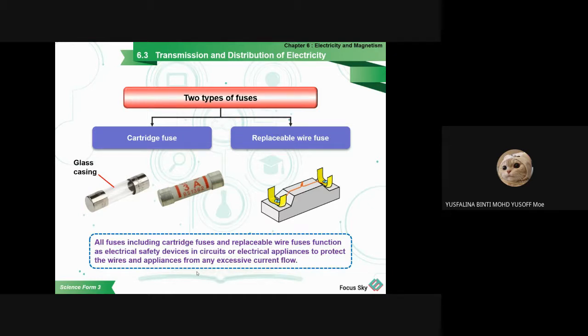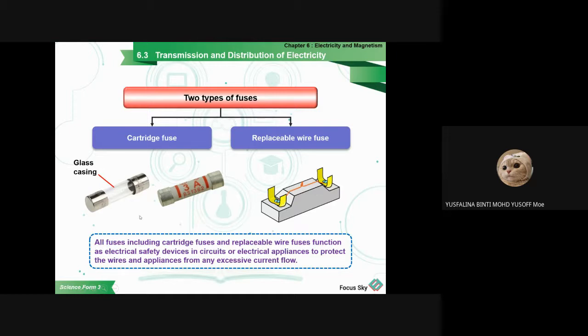But the replaceable wire fuse does not have a casing. Every time the wire of the fuse melts because of excessive current flowing through it, you can just replace the wire. Just open the screw here, put in the new wire, and screw it again. But for the cartridge fuse, if the wire has already melted, you have to replace it with a new one.